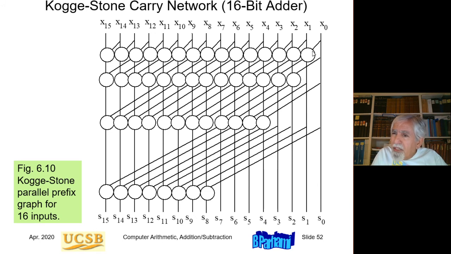And then the connections to these circles come from 1 position to the right at the top row, from 2 positions to the right, from 4 positions to the right, and from 8 positions to the right. Okay? So again, I leave it up to you to study this and convince yourself that it actually does compute the prefix sums that we are interested in.